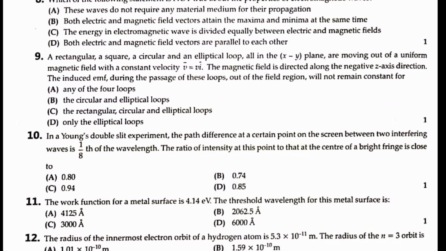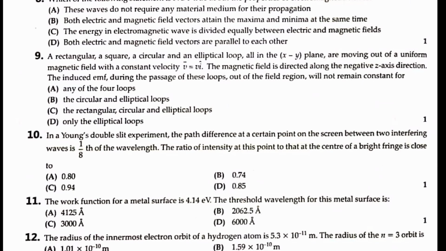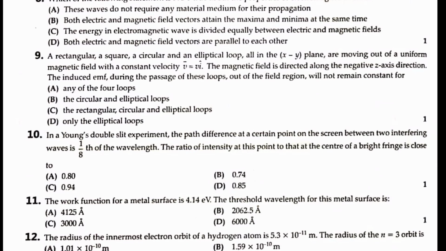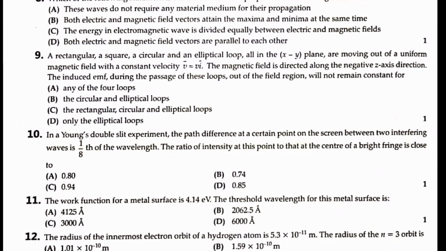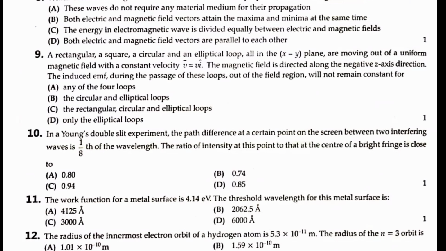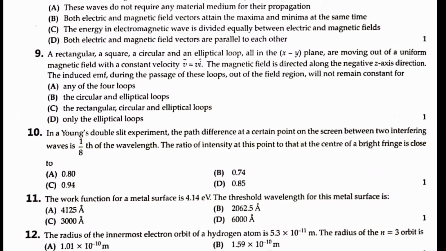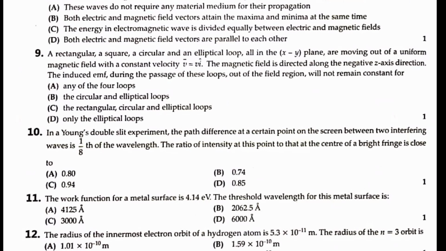So in this case we can say that when the circular and elliptical loops come out of the field, equal areas will not be traced in equal intervals of time. So for these two loops, the induced EMFs will not remain constant. So how can we answer? In the case of circular and elliptical loops only. So which one is the correct answer?